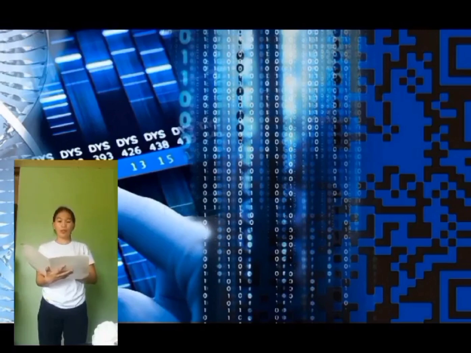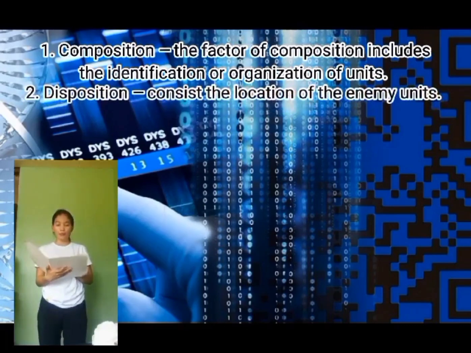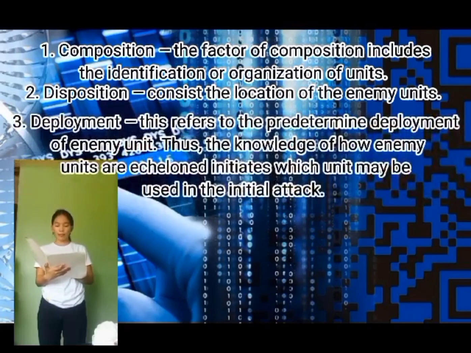The number one is composition. The factor of composition includes the identification or organization of units. The number two is disposition. Consists of the location of the enemy units. The number three is deployment. This refers to the predetermined deployment of enemy units, thus the knowledge of enemy units in echelon, initiatives, and which units may be used in the initial attacks.